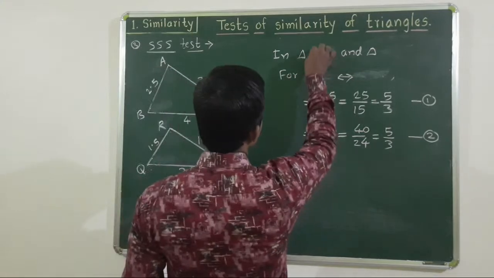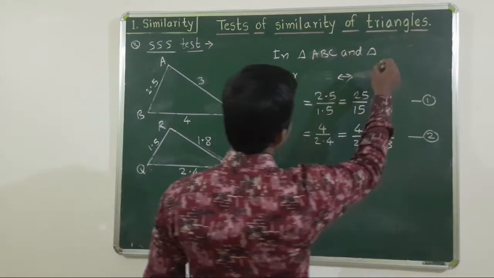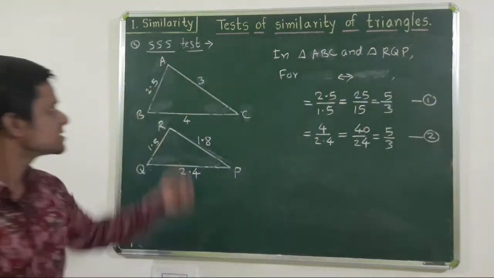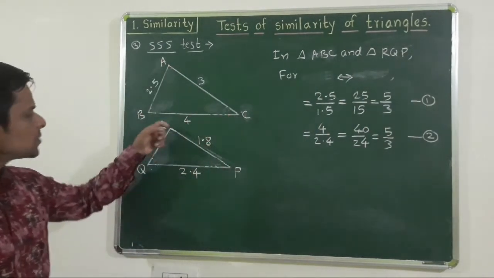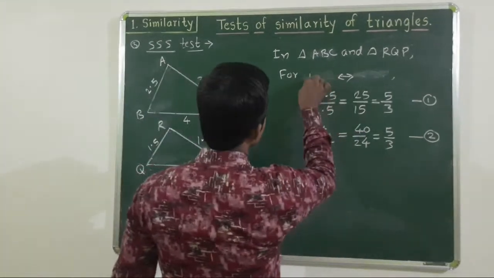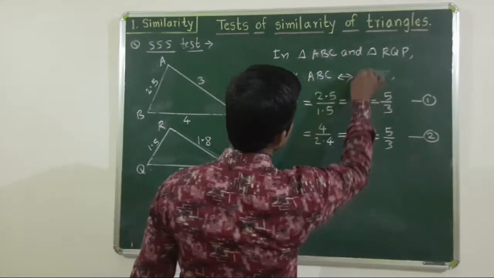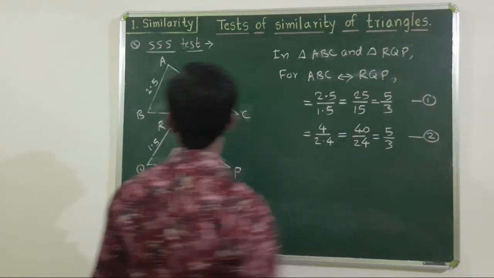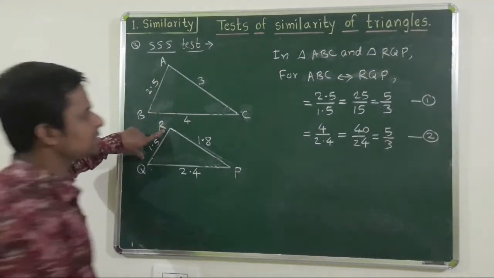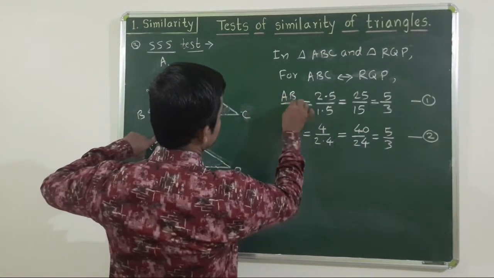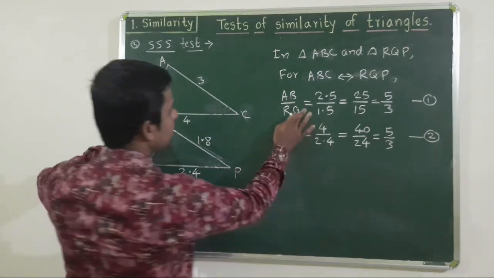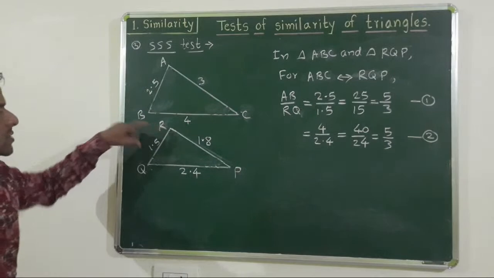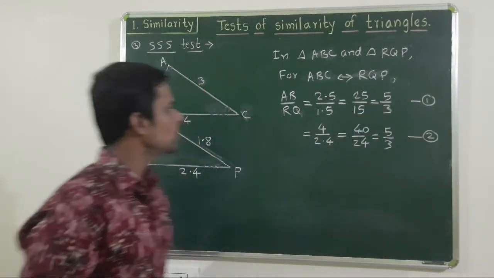I can write here, in triangle ABC and triangle RQP, the correspondence between vertices is ABC corresponds to RQP. For ABC corresponds to RQP, I'll take the first pair of sides as AB upon RQ, and the values I have kept the same. That is, AB is 2.5, RQ is 1.5, and the ratio will be 5/3.